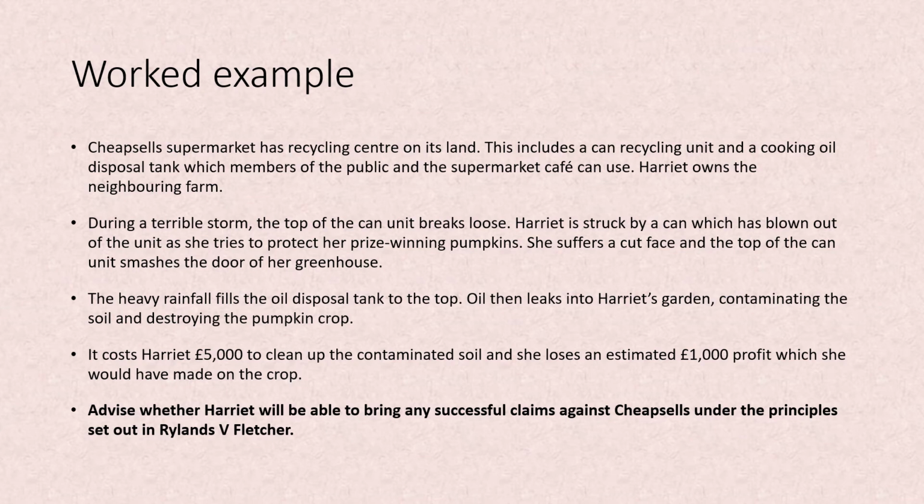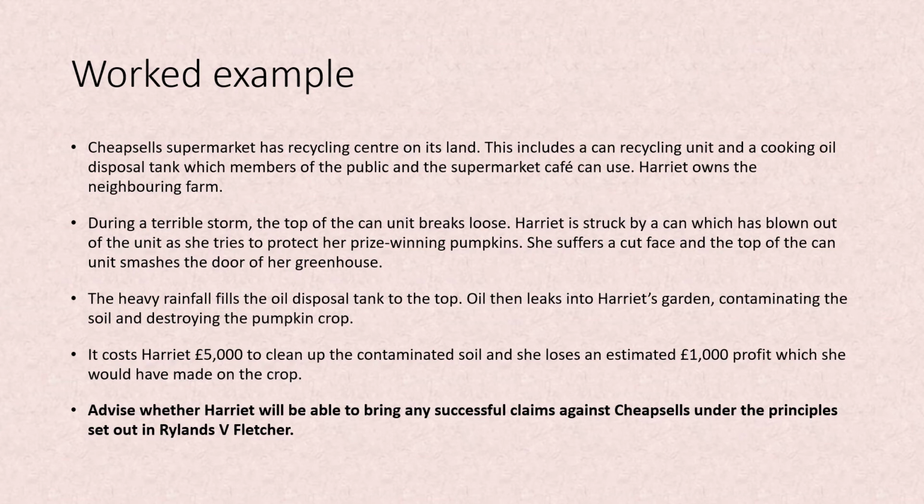So we have here Cheap Cells Supermarket has a recycling centre on this land. This includes a can recycling unit and a cooking oil disposable tank, which members of the public in the supermarket cafe can use. Now Harriet owns the neighbouring farm. During a terrible storm, the top of the can unit breaks loose. Harriet is struck by a can which is blown out of the unit as she tries to protect her prize-winning pumpkins. She suffers a cut face and the top of the can unit smashes the door of a greenhouse.